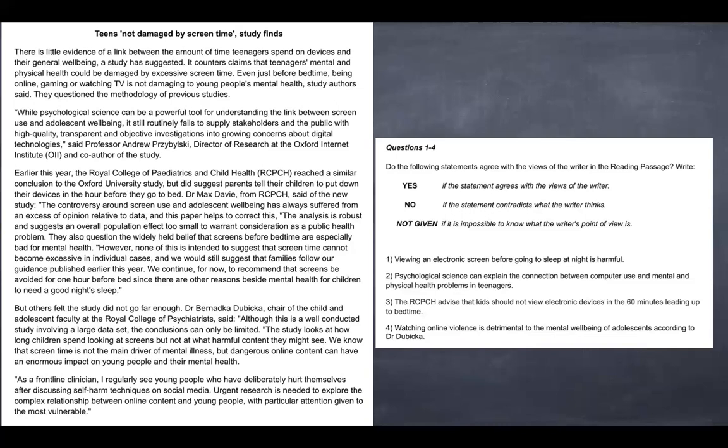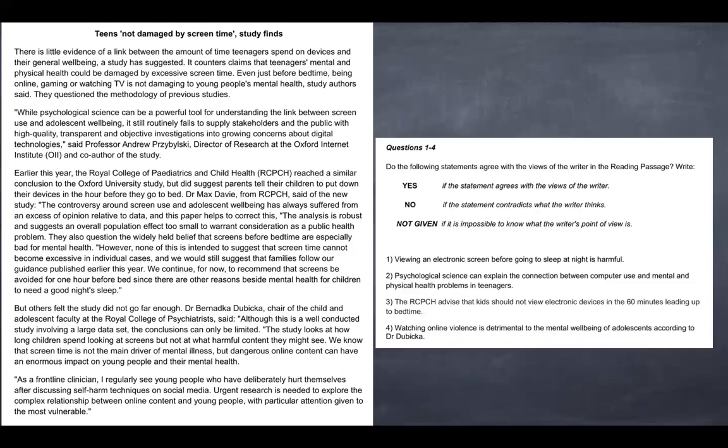Now you might be tempted to write the answer as yes because you have connected dangerous online content and online violence as the same thing. Remember one thing, dangerous online content can be anything. It is not necessarily violence. Violence is a different thing. Violence is involved with another context.